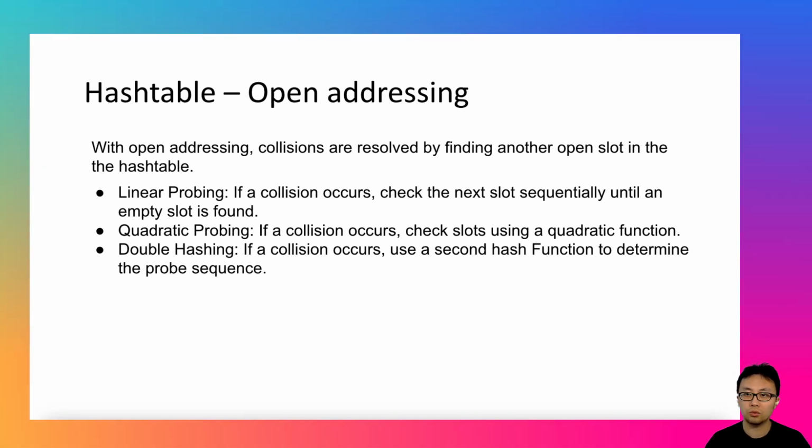Linear probing simply refers to the process of using a linear function to check if the next slot or the index is available. If not, keep moving to the next until it is available. Quadratic probing uses a quadratic function to identify the next available index. Double hashing uses a second hash function to identify the next available index. Let's use an example to explain how probing works.